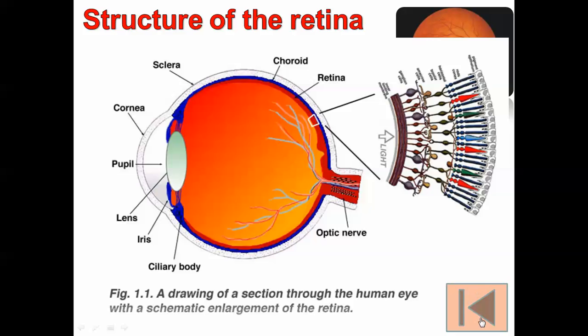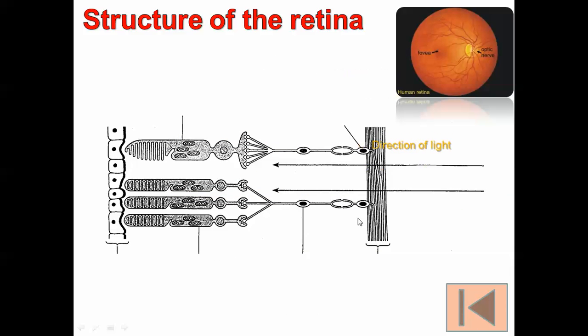We're going to see that in a second here. So when we're taking a look at the photosensitive layer, the direction of light is coming in, and you see these oddly shaped cells that look like little combs to keep your hair nice and neat.